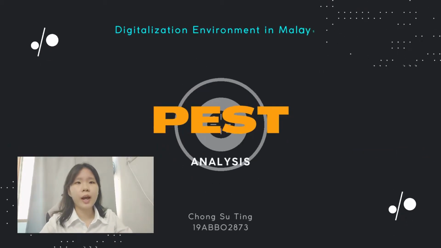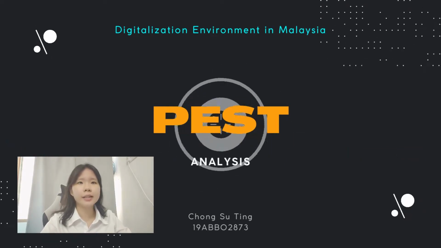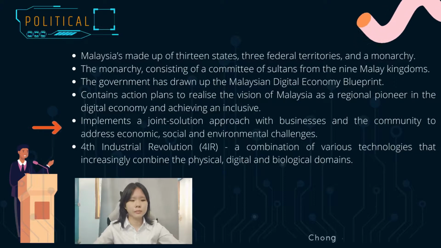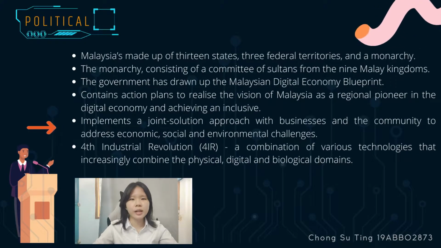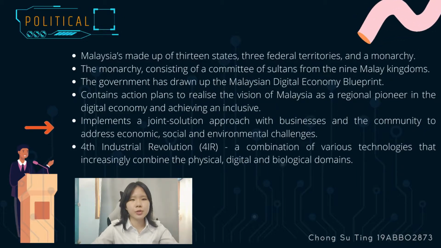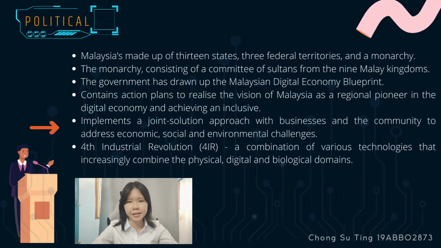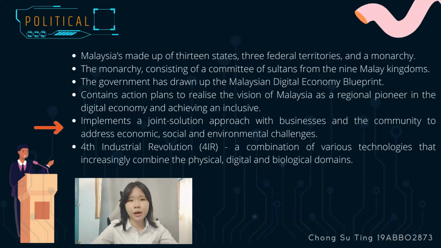I'm Chong Su Ting. I will discuss the digitalization environment through PAST analysis. Malaysia's constitution is interesting. It is made up of 13 states, 3 federal territories, and a monarchy. The monarchy consists of a committee of sultans from the 9 Malay kingdoms. The political side brings up the country's level of preparedness in dominating the digital economy.